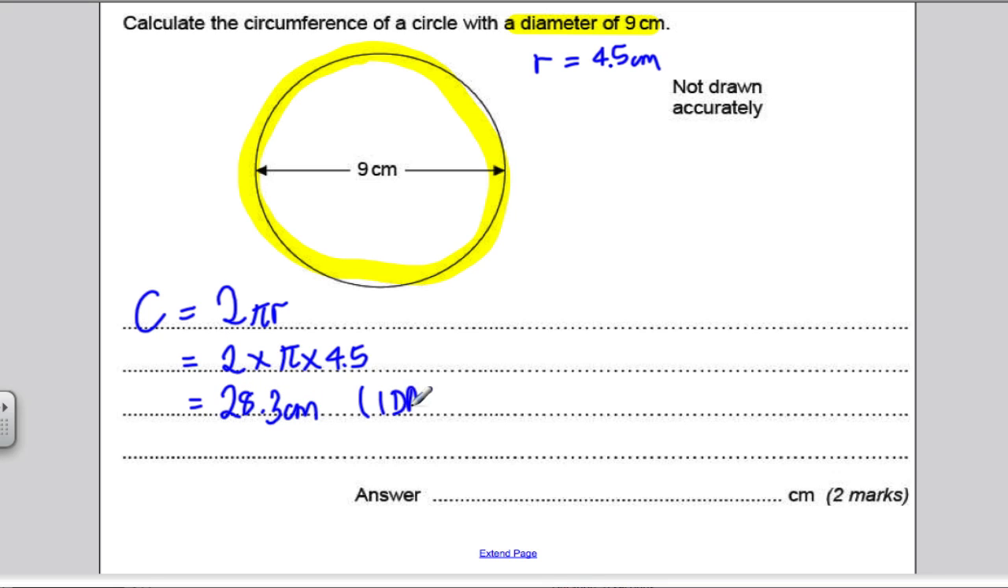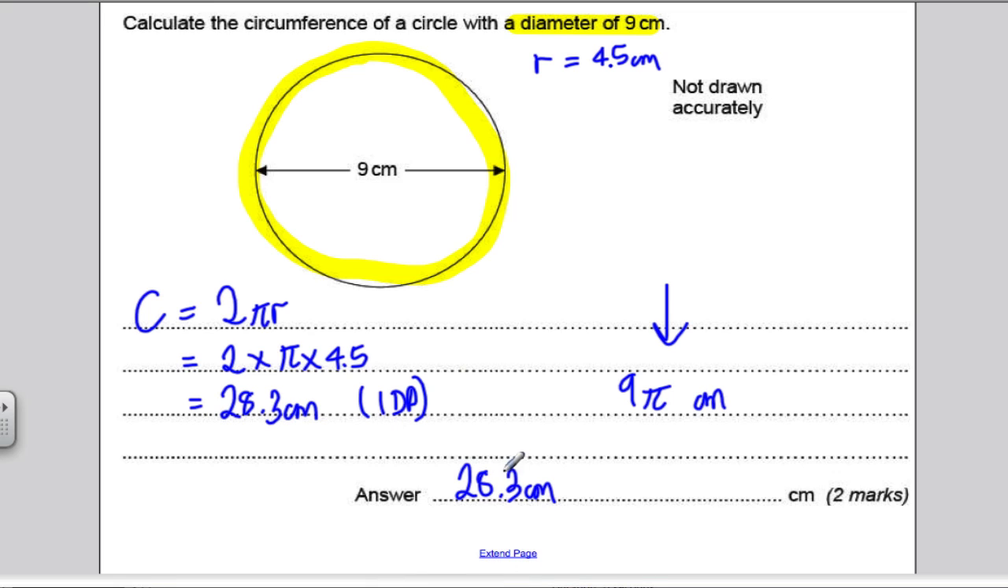It doesn't tell you what to round it to, you can leave it like that. If you left it in terms of pi, an equivalent answer would be 9 pi centimeters. So that would be by just doing the 2 times the 4.5 and writing pi afterwards. So both of these are acceptable, but I'm going to write 28.3 centimeters.